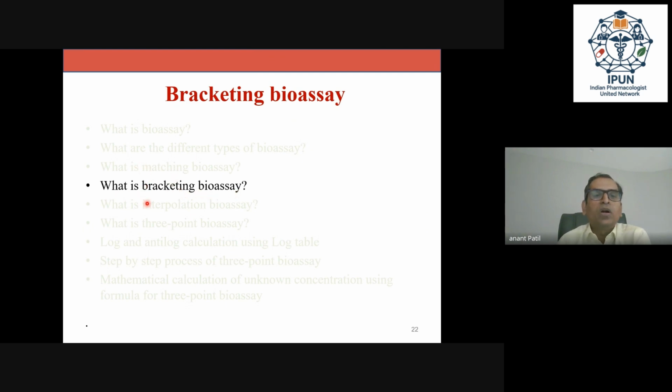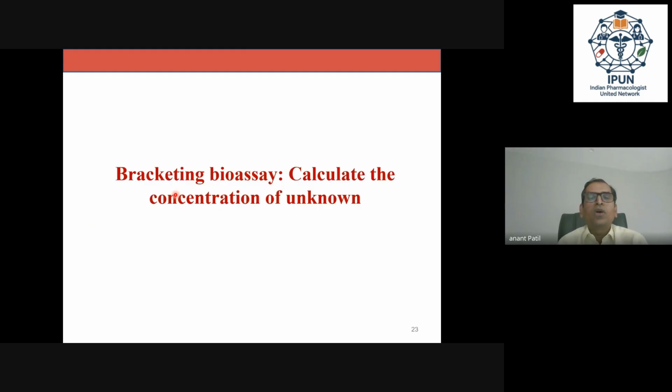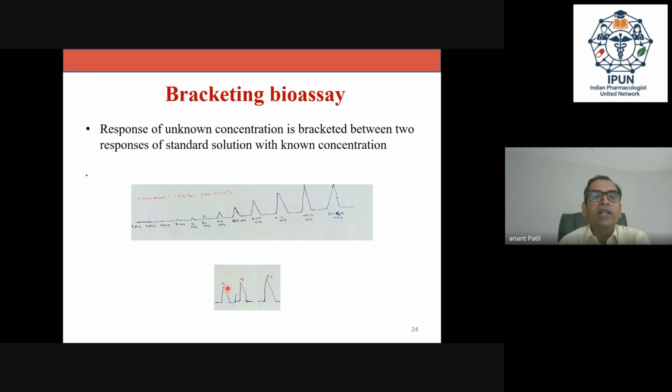Now, the word bracketing itself tells you the meaning. In matching, we just match the contraction of the standard with the contraction of the test solution. Now I'm going to bracket it. A bracket is nothing but closing, so I'm going to put some concentration in a bracket. That means now I will be using the bracketing method. You can see the bracket here: the T has been bracketed between S1 and S2.